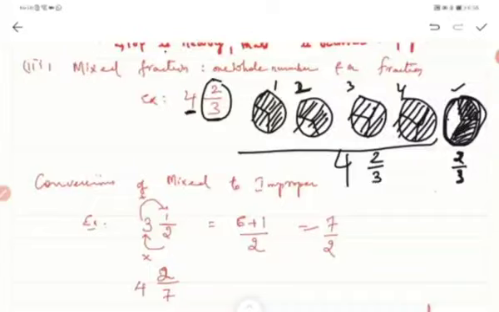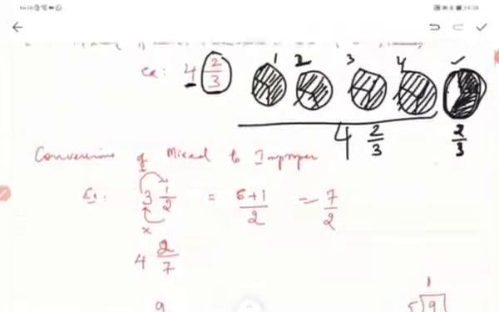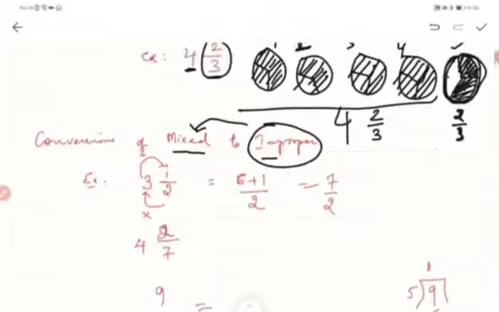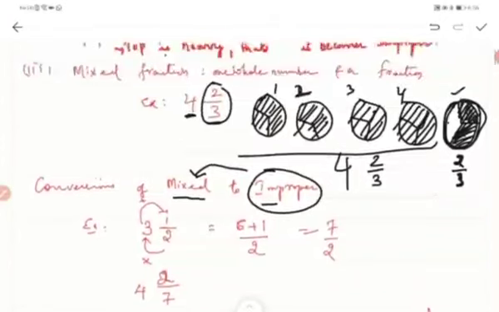Now you will have some problems on conversions, that is mixed to improper. All the improper fractions can be represented as mixed fractions. So this will be equal to, as I think we discussed in the last class, 4 3's are 12, plus 2, that is 14 by 3.